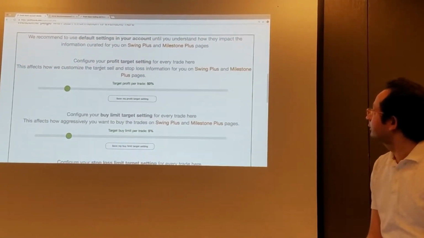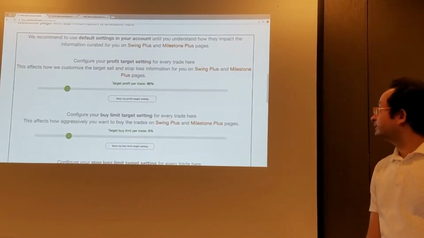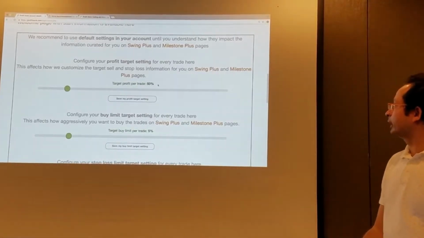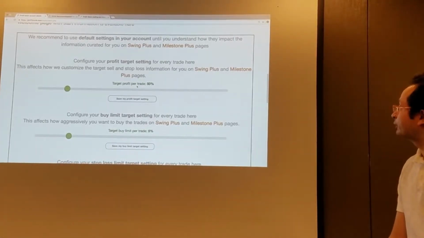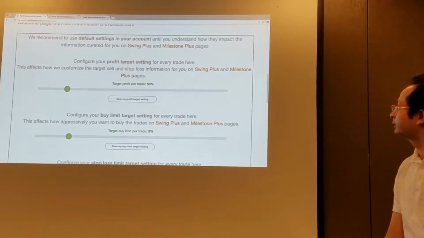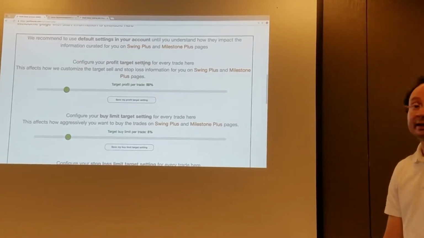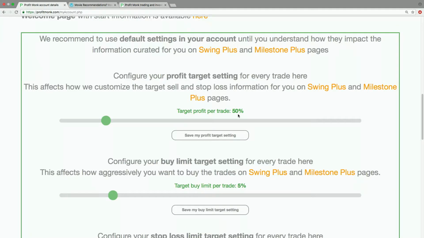The first setting is what is the target. What is the target profit per trade you are going for? This is called the profit target setting. You can customize it. Right now, it is defaulted to 25%. That is one reason why when you sign up, you'll not exactly see this one. But you should change it because 25% is too less.